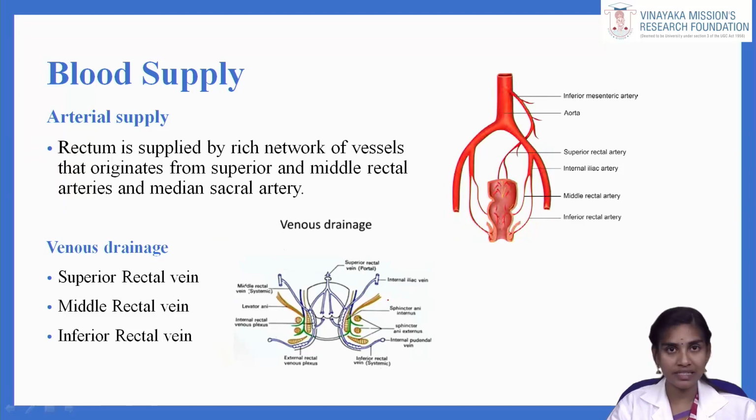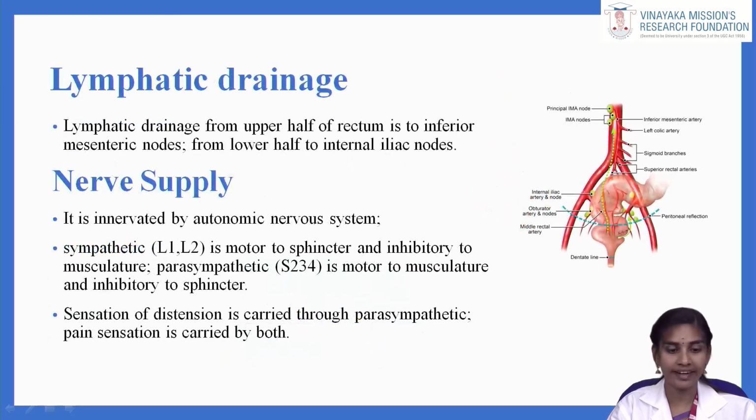Blood supply: the rectum is supplied by the superior, middle and inferior rectal arteries. The superior rectal artery is a branch of the inferior mesenteric artery, and the middle and inferior rectal arteries are branches of the internal iliac artery. Moving on to venous drainage: superior, middle and inferior rectal veins. Lymphatic drainage from the upper half of the rectum is to the inferior mesenteric nodes, and from the lower half to the internal iliac nodes. The nerve supply is by the autonomic nervous system.